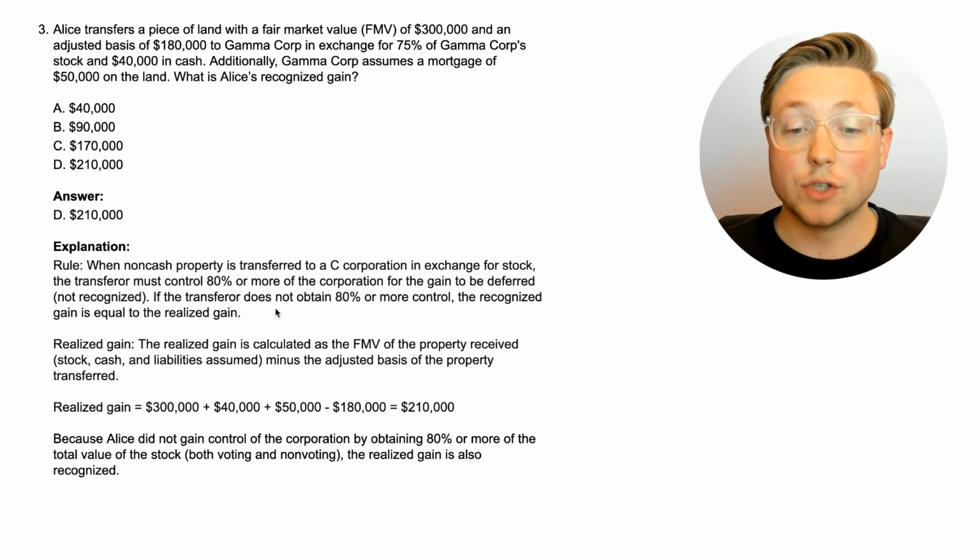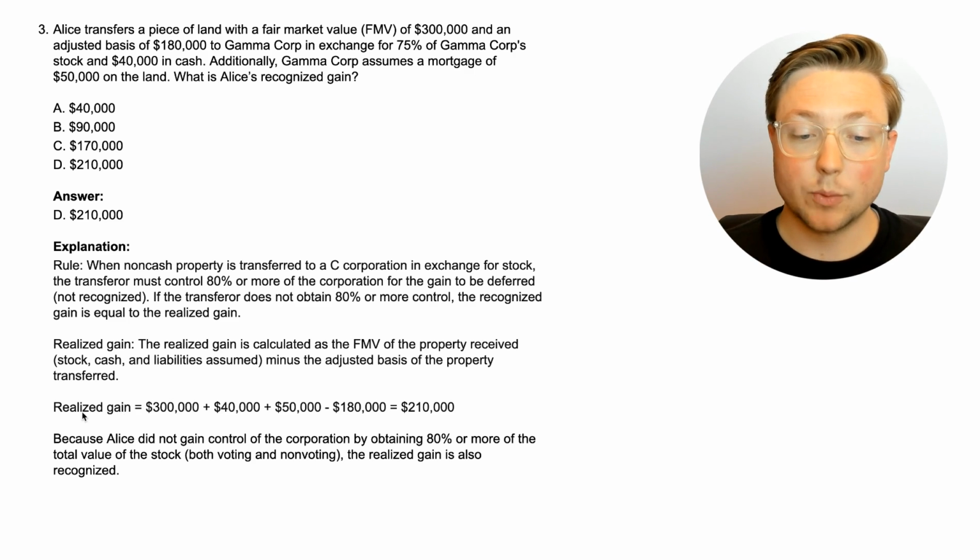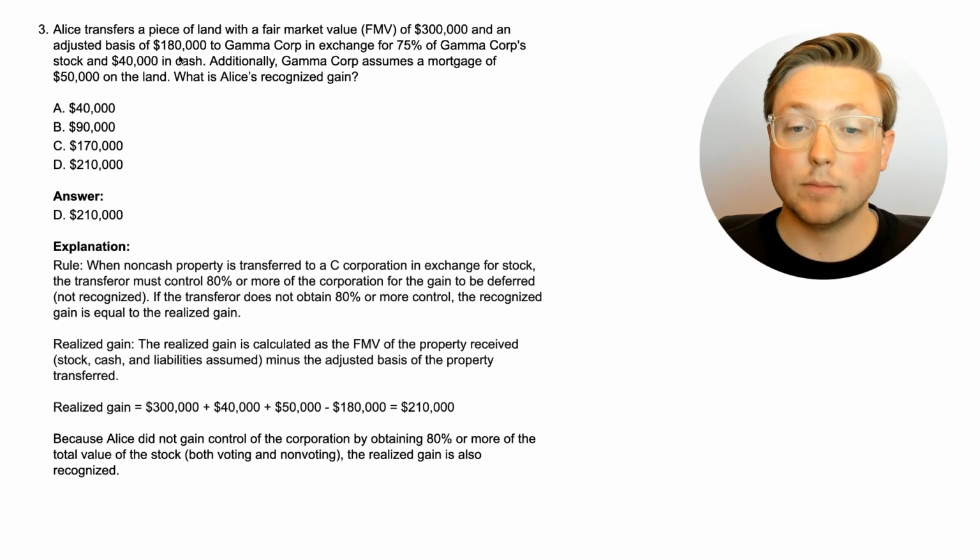However, if the transferor does not obtain 80% or more control, the recognized gain is actually equal to the realized gain. So if you don't control more than 80% of the corporation after this transfer, that means that the recognized gain is the realized gain. And in this case, the realized gain is that $300,000 fair market value plus the cash received plus the $50,000 liability or mortgage assumed less the adjusted basis, giving you $210,000. Again, that is because she didn't control more than 80% of the corporation from this transfer.